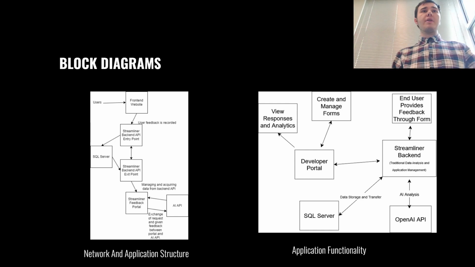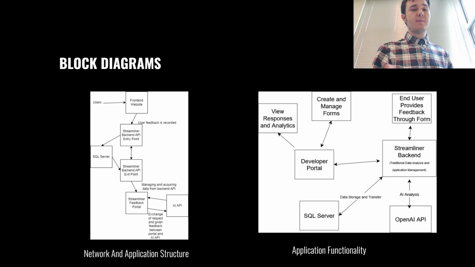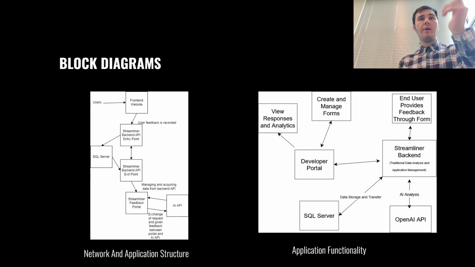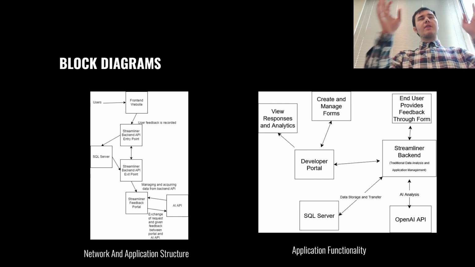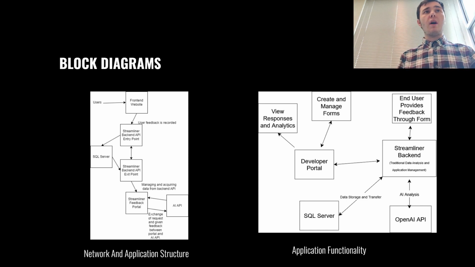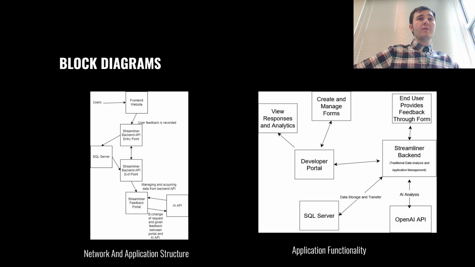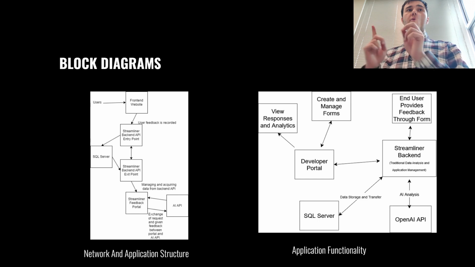As you can see here, these are our block diagrams. Each of these is a simple way to represent and display the structure of our overall system architecture. On the left, you can see our network and application structure, where users go into the front end website, and then the user feedback is recorded. That's a single entry that's sent to our API backend entry point.